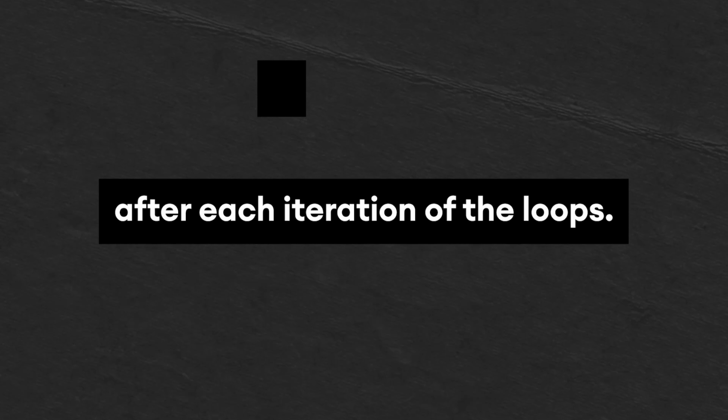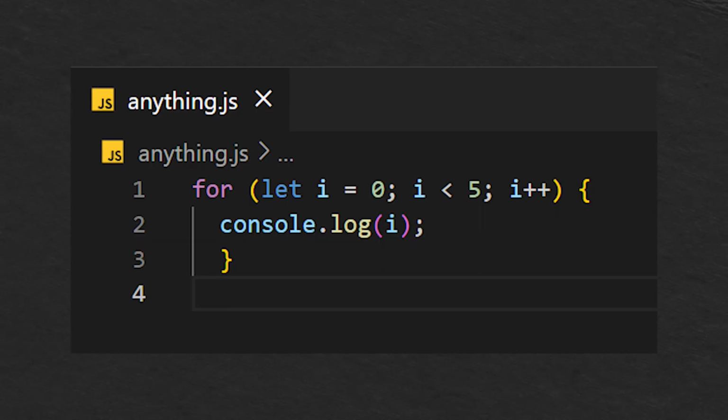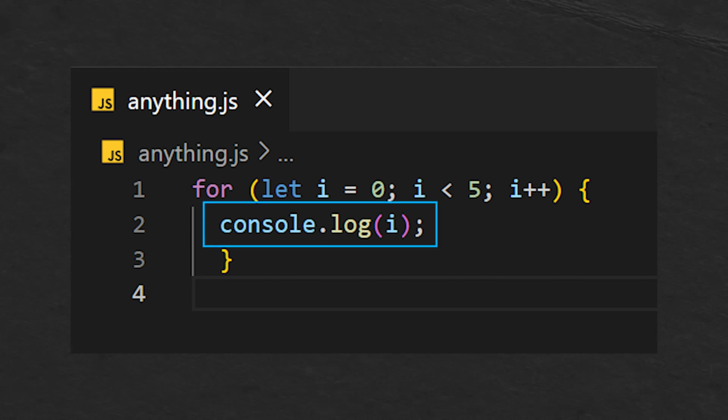Increment. It is usually used to update the counter. For example, you might use the expression I++, which means I will be incremented by 1 after each iteration of the loop. This is the block of code that will be executed repeatedly as long as the condition is true. This is where you put the code that you want to repeat.